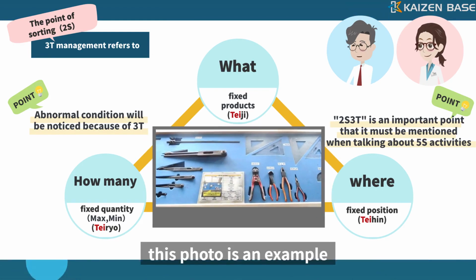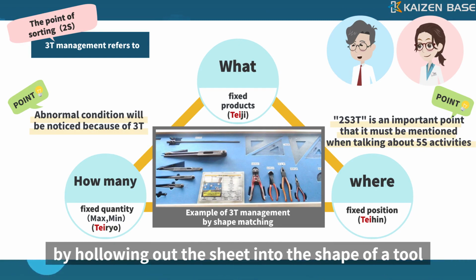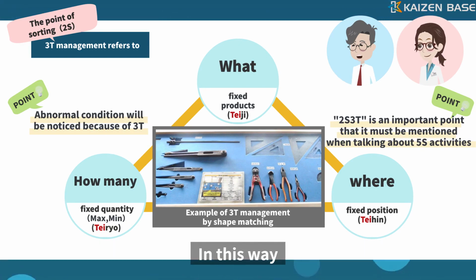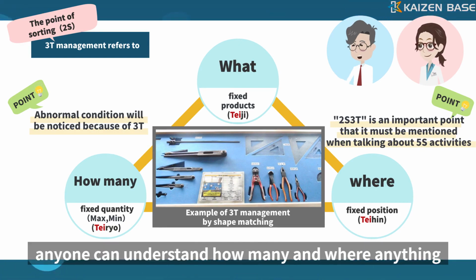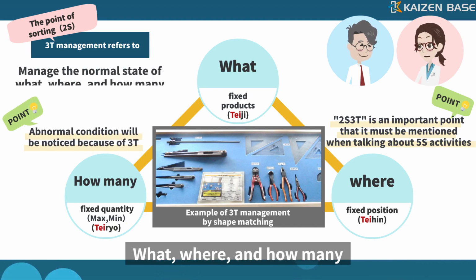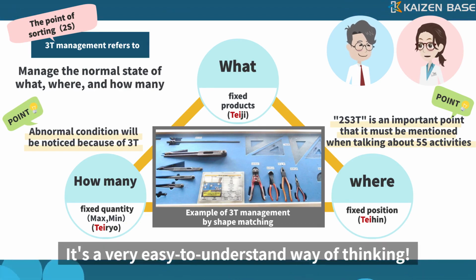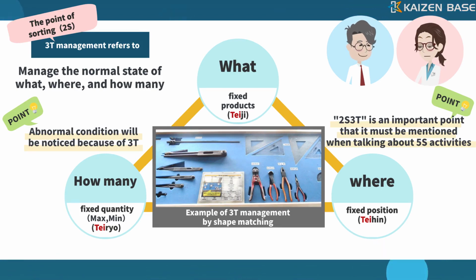By the way, this photo is an example of 3T management being performed by hollowing out the sheet into the shape of a tool. In this way, anyone can understand how many and where anything should be placed, which is the normal state, by 3T management. What, where, and how many should be visualized by 3T management. It's a very easy to understand way of thinking.